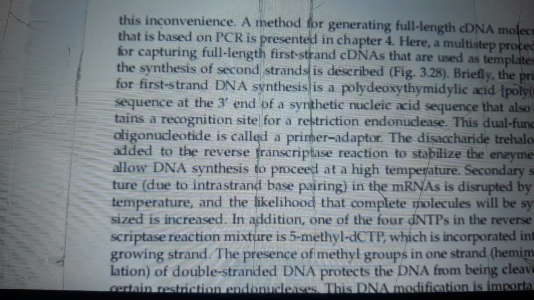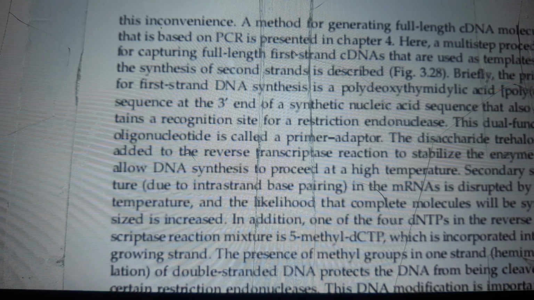This inconvenience is taken care of. A method for generating full-length cDNA molecules that is based on PCR is presented in chapter 4. Here, a multi-step procedure for capturing full-length first-strand cDNAs that are used as templates for the synthesis of second strands is described in figure 3.28.